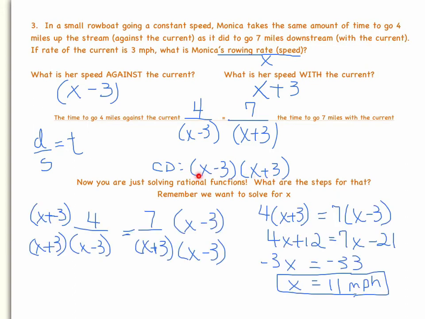Well, the first thing you should have done is found a common denominator of x minus 3 times x plus 3. Then multiply each fraction by what the denominator is missing. And then after you do that, remember, we just cross out the denominators and we simply work with the numerators. You will distribute 4 to each term inside the parentheses, distribute the 7 to both terms inside the parentheses, and then you just start to simplify. Combining like terms, moving x's to one side, the numbers to the other side. And the answer you should get is x equals 11 miles per hour. That's her rowing rate. Okay, let's try the third problem.